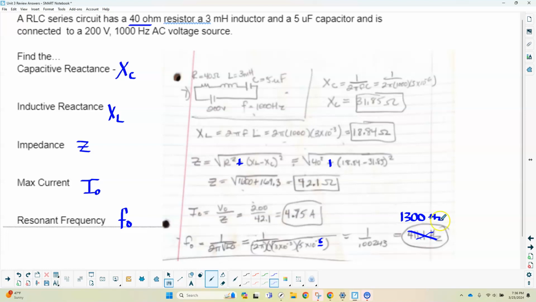Yes, so 1300 is the correct answer. I just verified it by making sure that these two things would basically get you the same number. At 1300, these values are approximately 24.5.